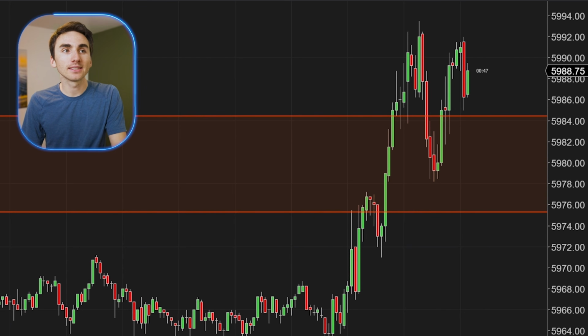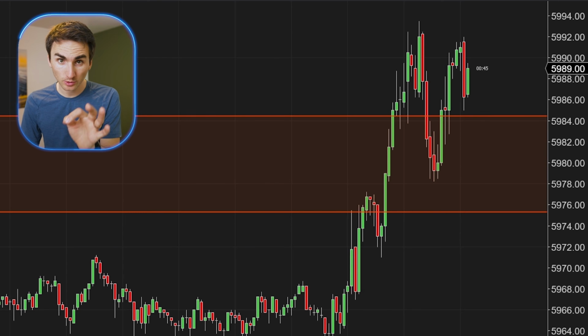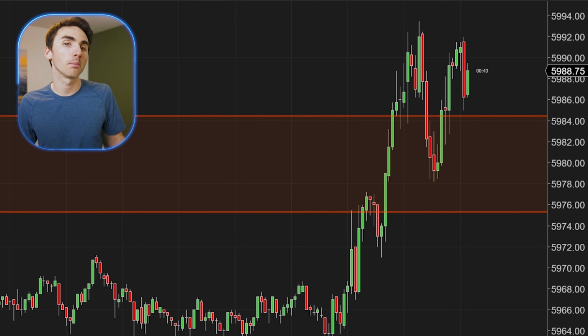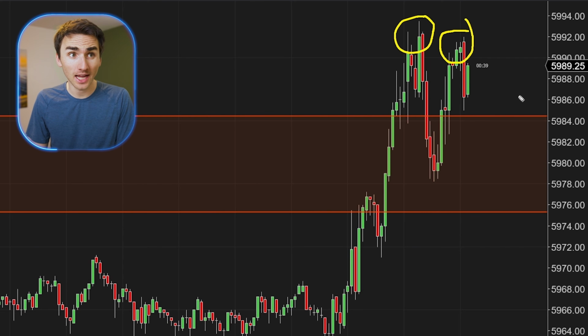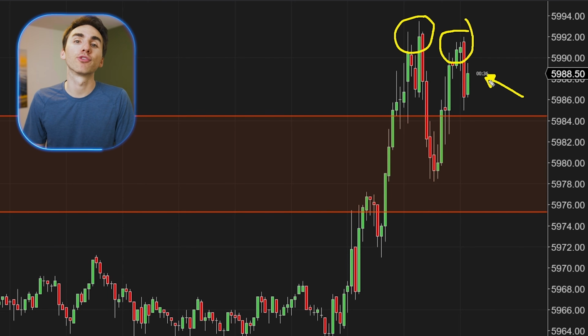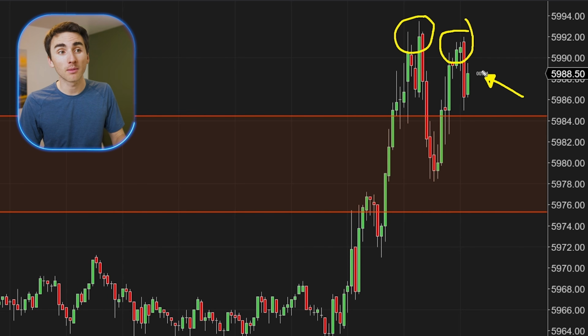Here is a great example of using a 3-line strike for an entry with a couple of other patterns. Basically right here, this 3-line strike pattern that's happening right now is confirming a double top coming in.